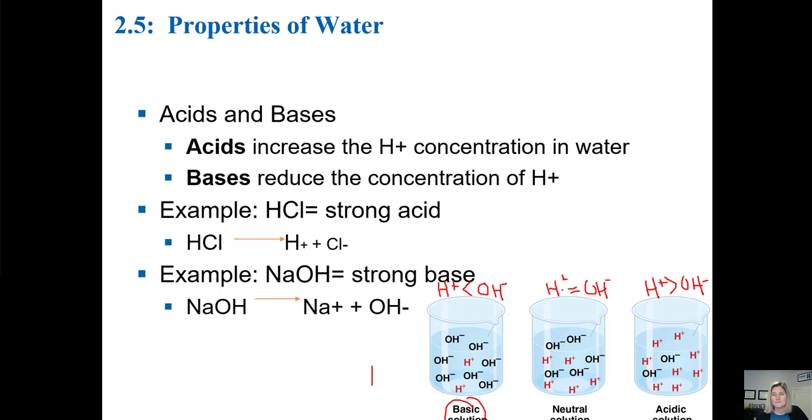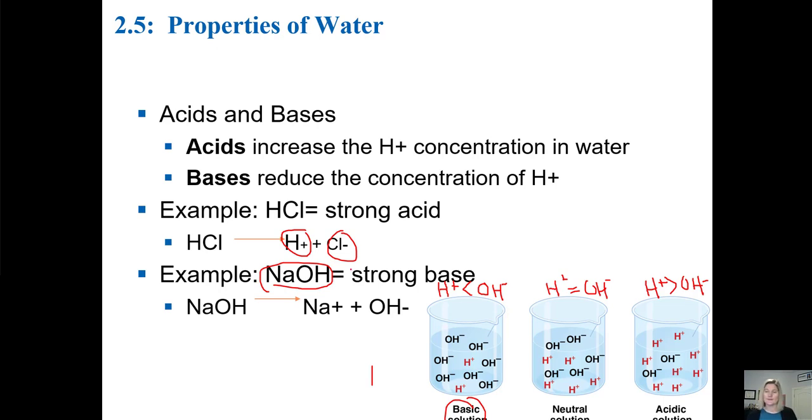All right? So here's an example. HCl is considered a strong acid. And the reason for that is when HCl enters water, it's going to break apart and form hydronium ions and then that chlorine. So it's going to form a strong acid because of the amount of hydrogen. The concentration will increase as it's dissolved.